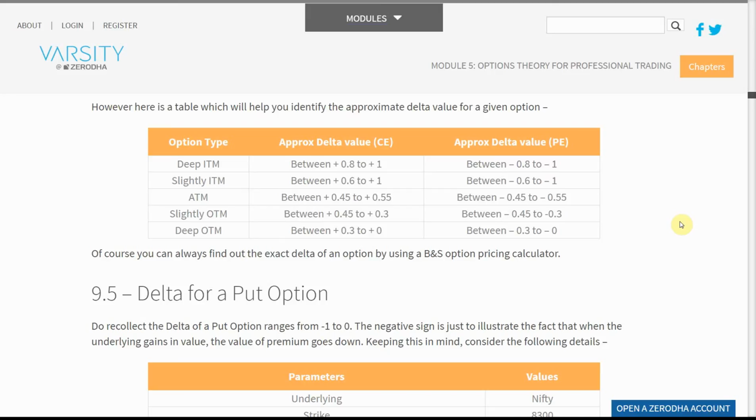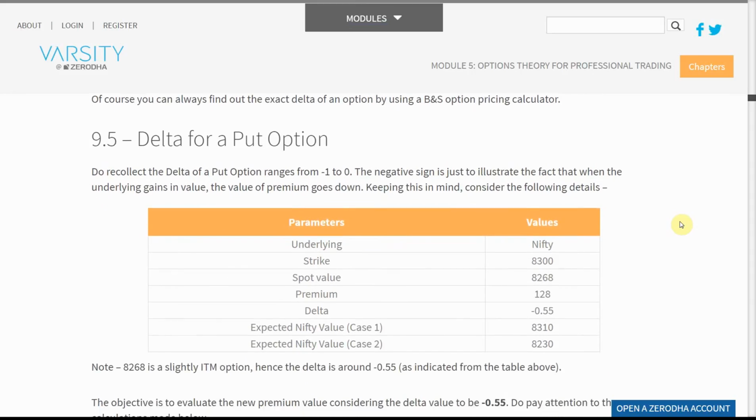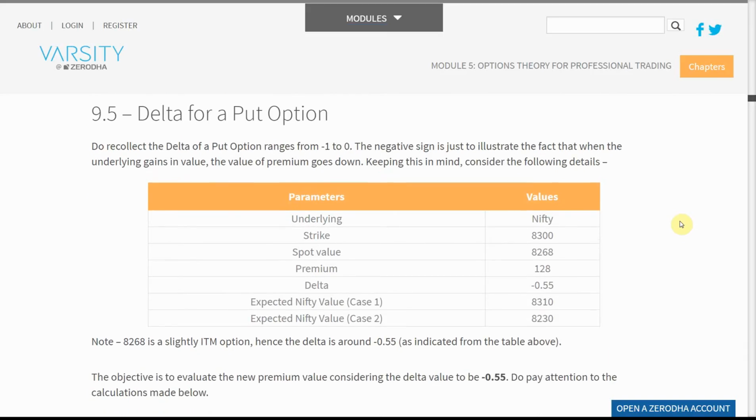Slightly OTM is between plus 0.45 to plus 0.3, or between minus 0.45 to minus 0.3. Deep OTM is between plus 0.3 to 0, or between minus 0.3 to 0. Of course, you can always find out the exact delta of an option by using a B&S option pricing calculator.